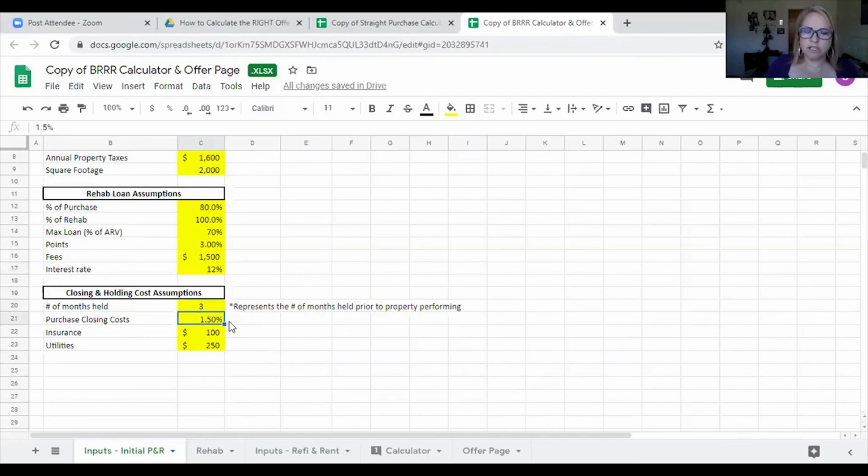And then we have purchase closing costs of 1.5% as an assumption in there. And then we have some insurance and utilities.